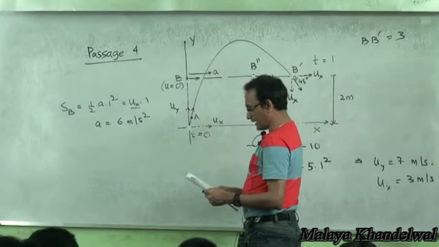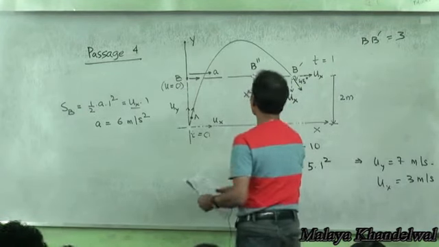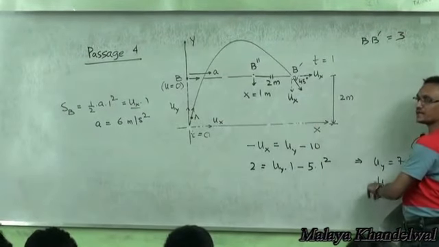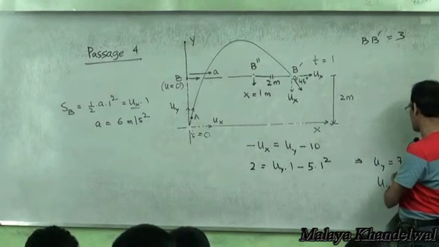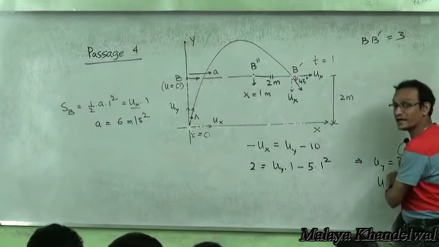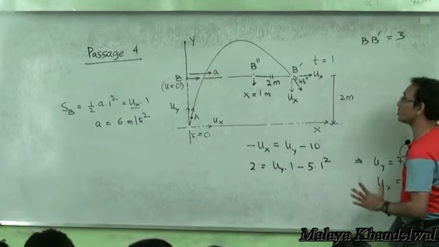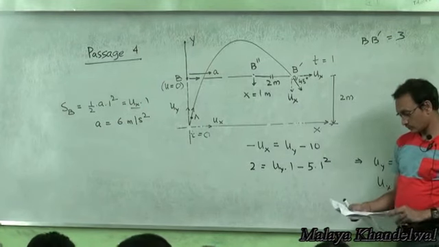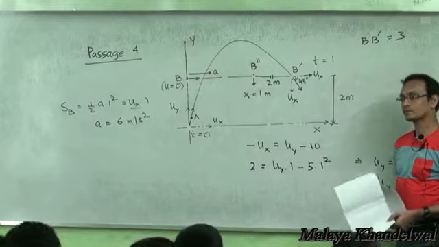Find the velocity of ball A at the instant of launch, obviously. At the instant of launch, the velocity of ball A must have been ux i cap plus uy j cap. That means 3i plus 7j must have been the velocity of ball A when it was launched. Right?